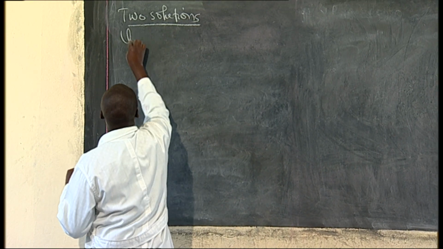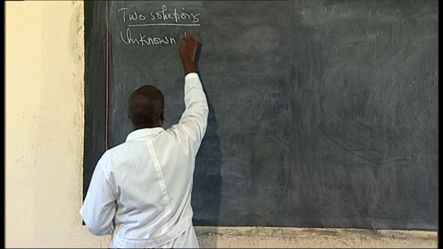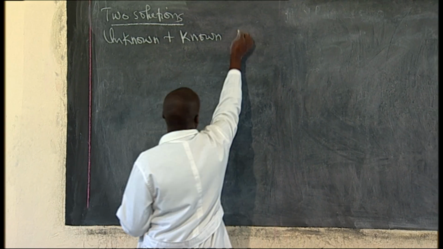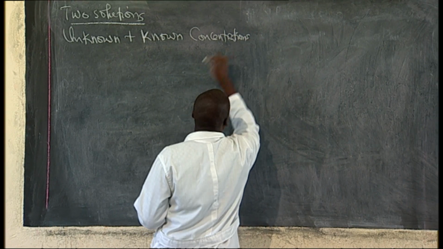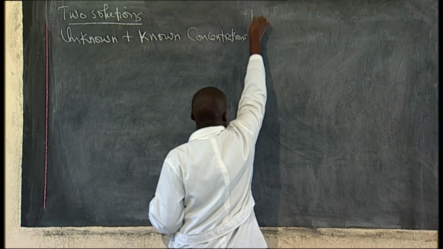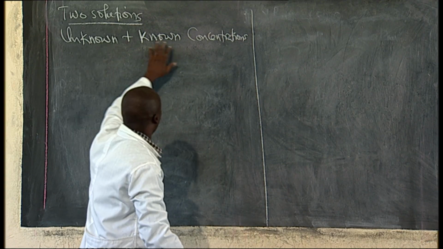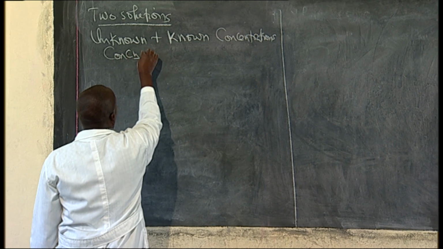One unknown plus the known concentrations. So the concentrations are known. An unknown concentration with a known concentration. So two solutions, take note of that.